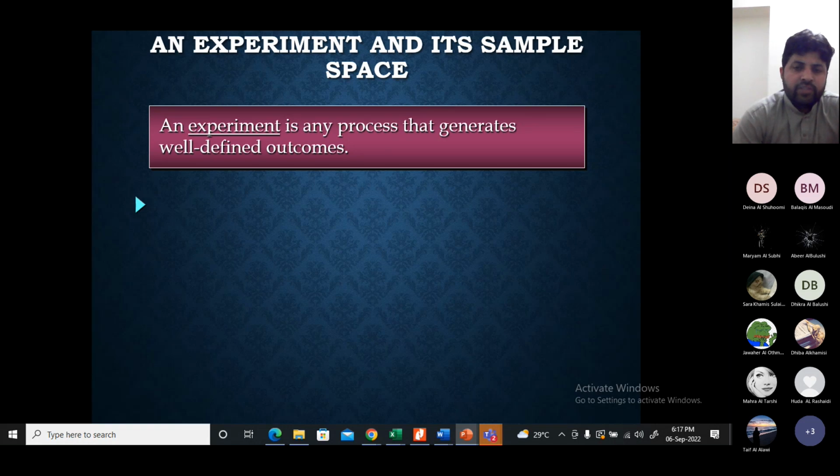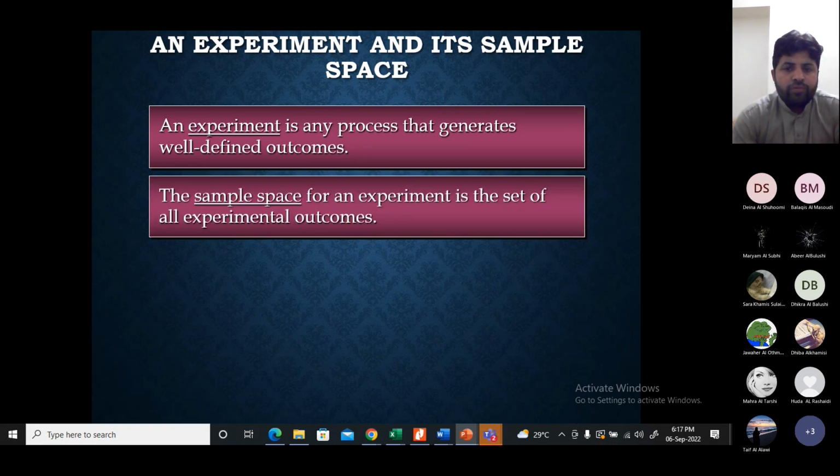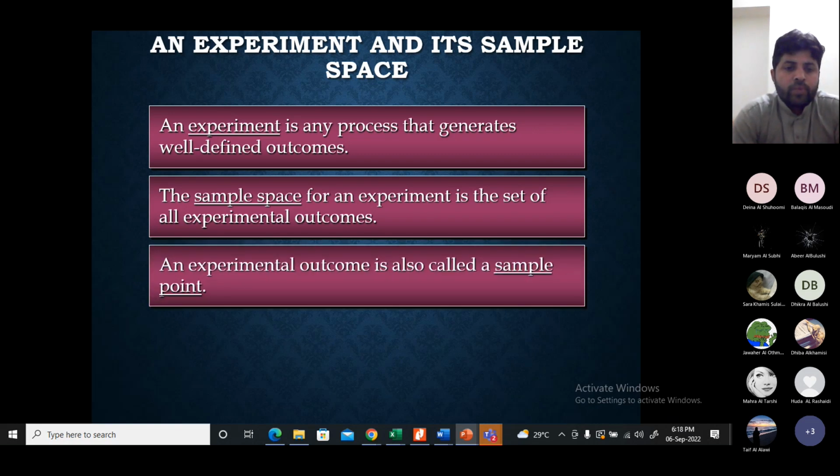Experiment, definitions that we have already. Experiment is any process that generates well-defined outcomes. The sample space of an experiment is the set of all experimental outcomes. For example, coin toss is your experiment, and experimental outcomes are head and tail. An experimental outcome is also called the sample point. So head is also a sample point, tail is also a sample point.